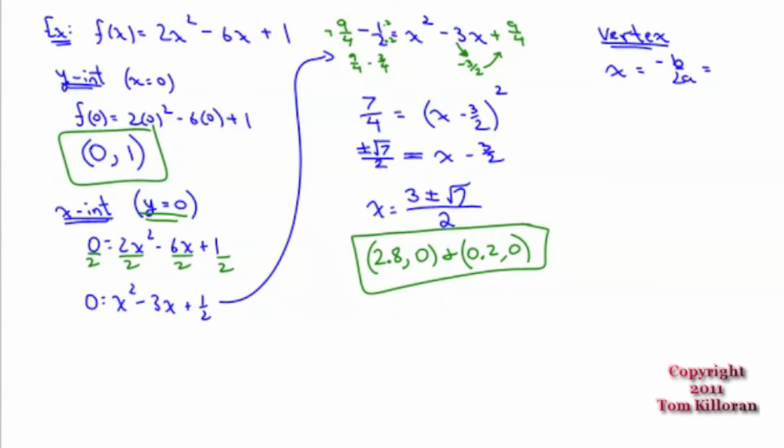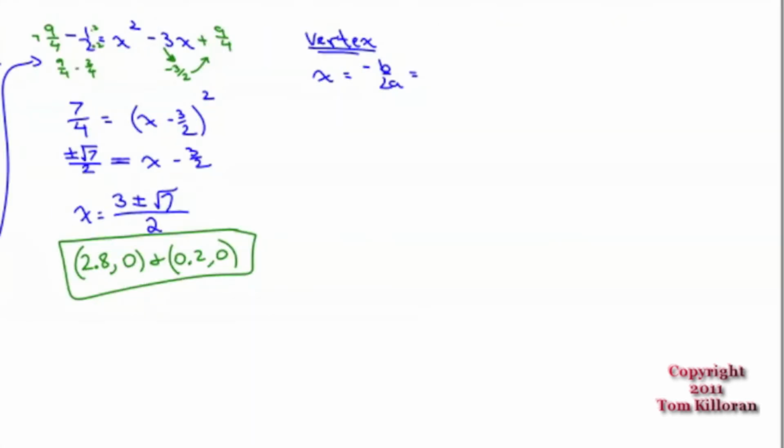What's b? 3. B is not 3. You got to go back to the original function. Negative 6. Don't ever use one where you solved it or set it equal to 0 and simplified it into something else. You have to go back to the original function. So b is, well, it'll be negative 6, over 2 times a, which is 2. So this becomes positive 6 over 4, better known as 3 halves. That's kind of cool. All right, so if x is equal to 3 halves, how do I find y?